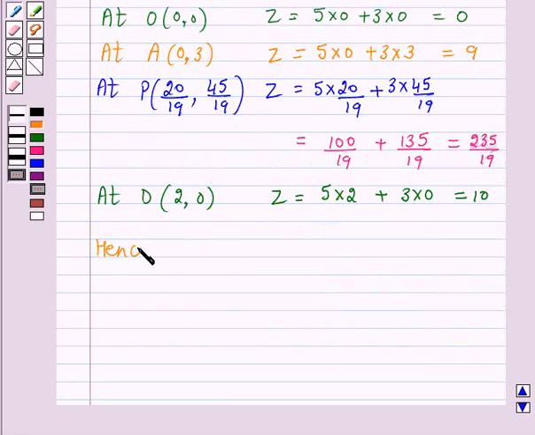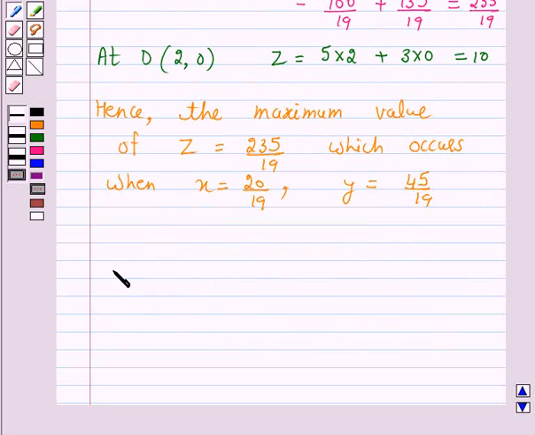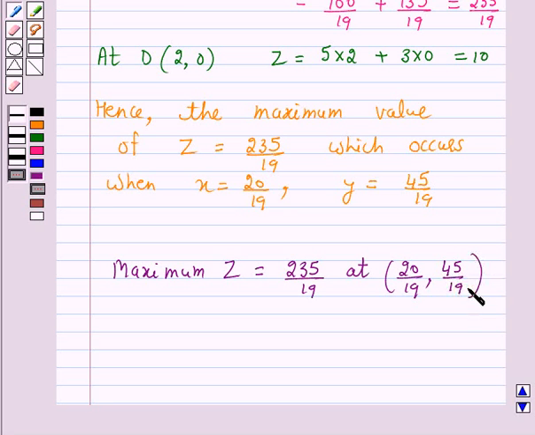Hence, the maximum value of z is equal to 235/19, which occurs when x = 20/19 and y = 45/19. Hence, the answer for the above question is maximum z = 235/19 at the point (20/19, 45/19). So this completes our session.